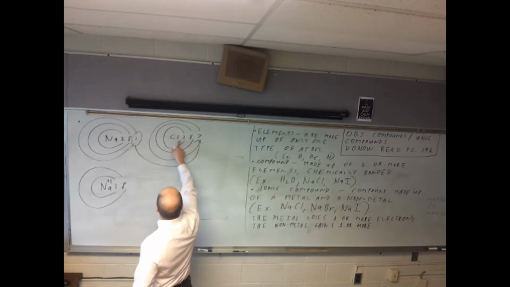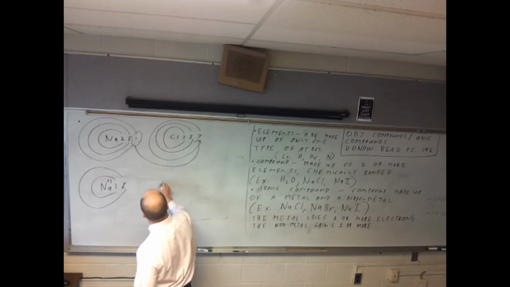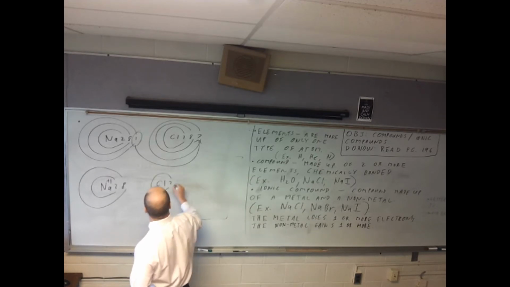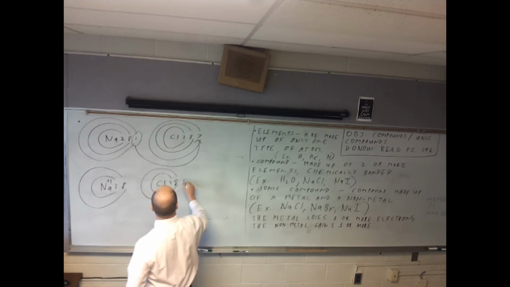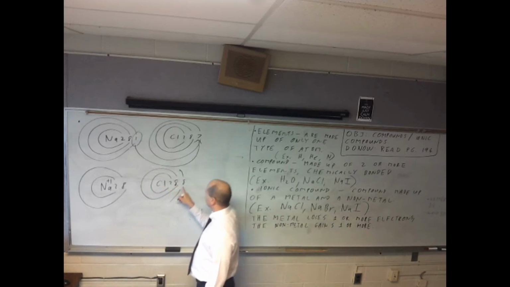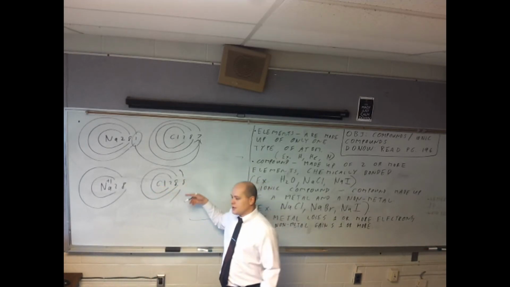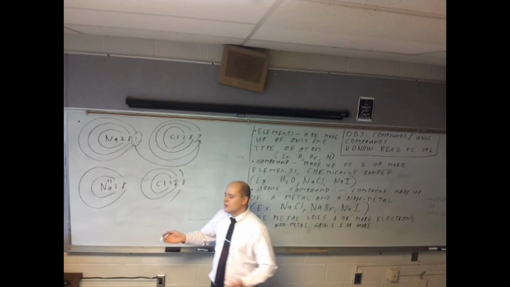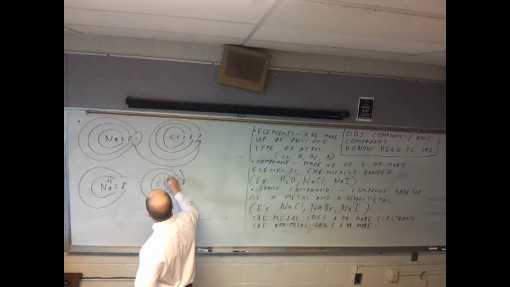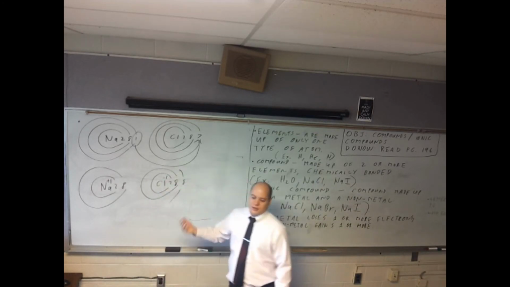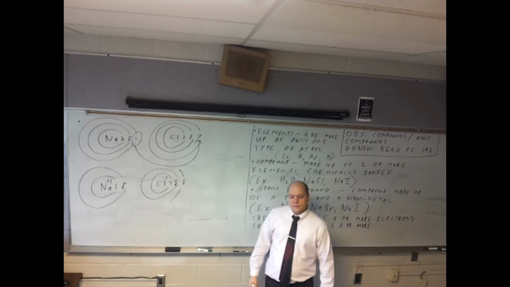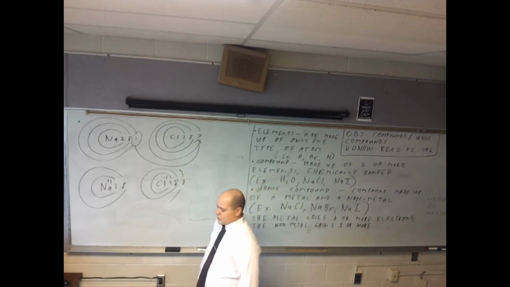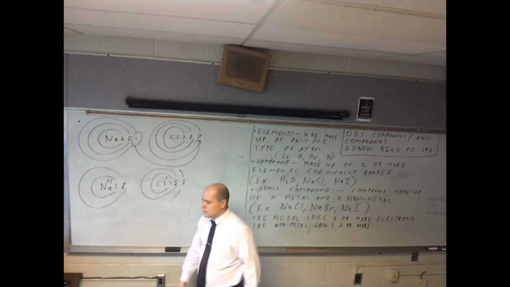Then chlorine took the electron from sodium, and now it has an extra electron in its outer shell. And it has 8, it's full, right? Remember the octet rule? They're always going to gain or lose until they have 8. And it has a -1 charge because it has an extra electron. With me so far? Okay.